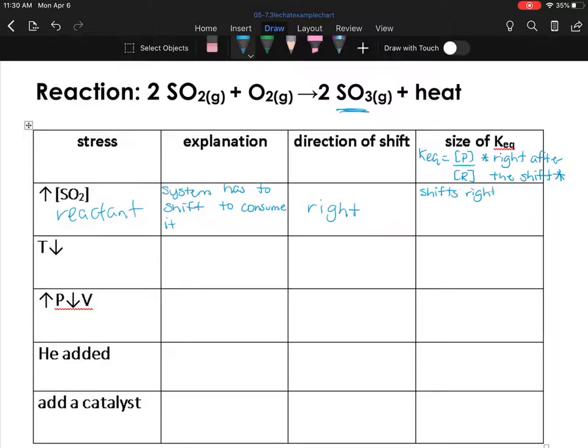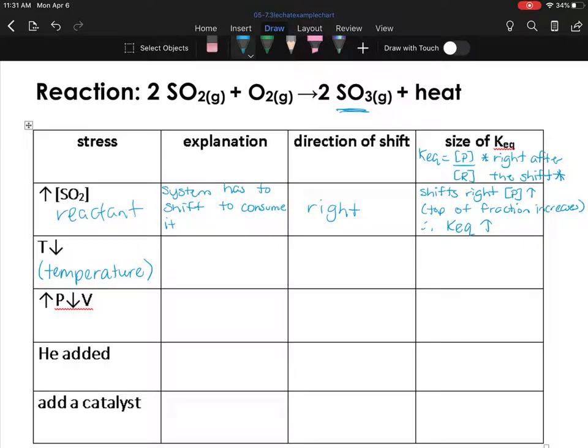Okay, so if you shift to the right, the products are going to increase. So if the top of the fraction increases, because it's always products over reactants, then that's going to make our KEQ larger. So we have no idea what it was, so we can't say greater than 1, less than 1. We don't know what it was. We're just saying that if it shifts to the right, then the products are going to increase, and when the top of the fraction increases, that makes the overall answer increase.